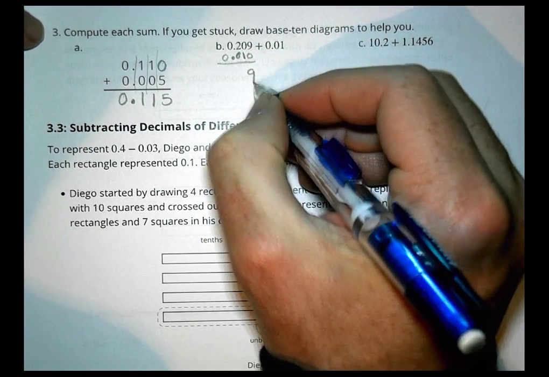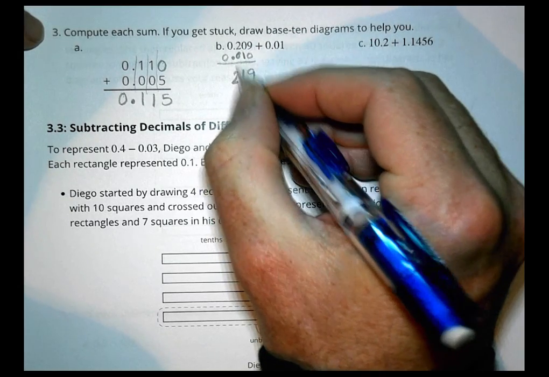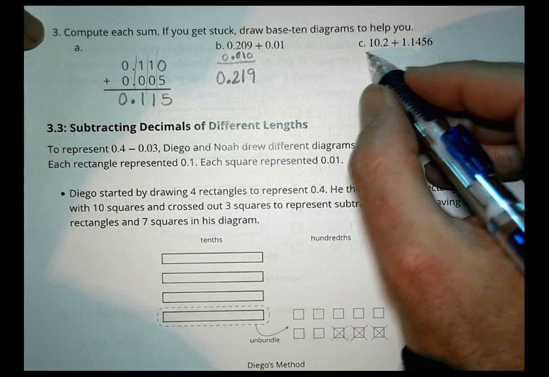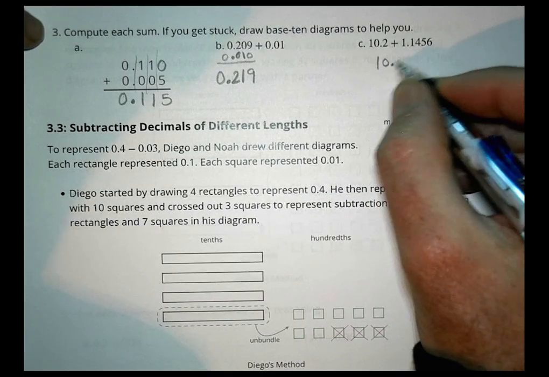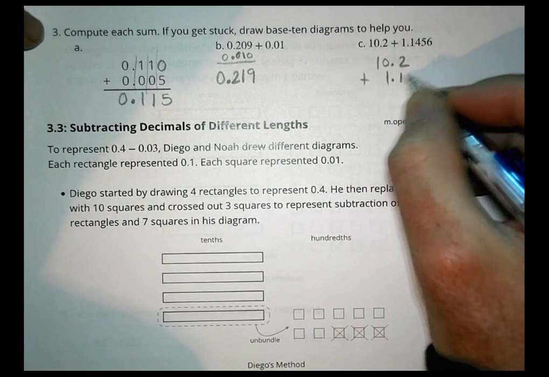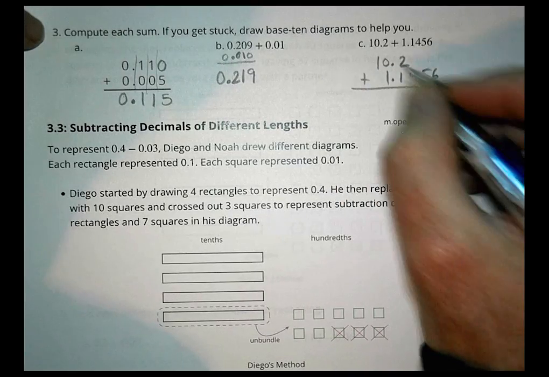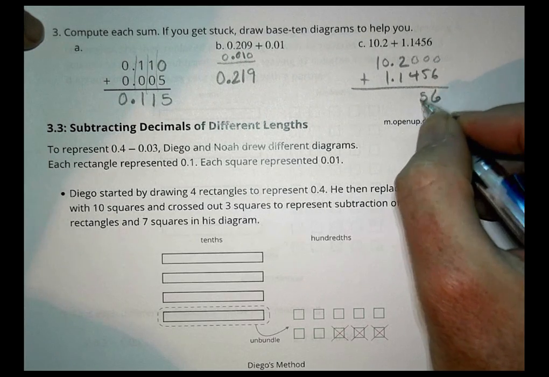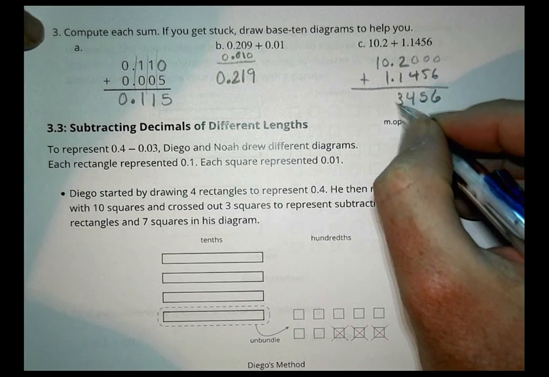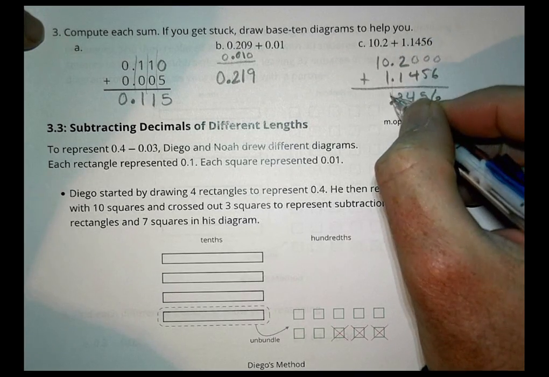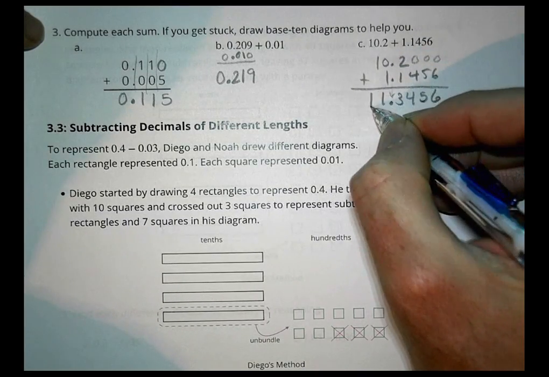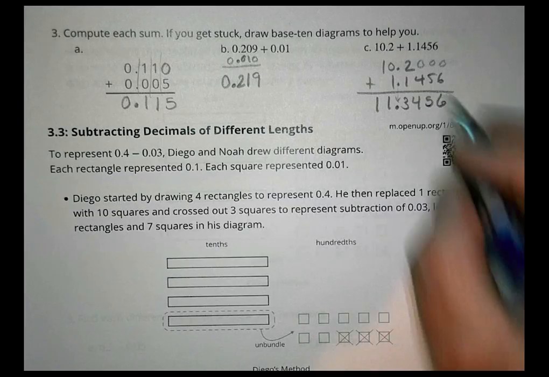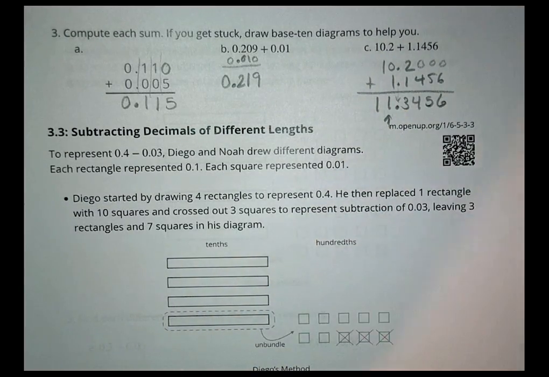9 plus 0 is 9, 0 plus 1 is 1, 2 plus 0 is 2, decimal comes right down, and 0 is right there. And then we have 10.2 plus 1.1456. Make sure I line things up. I can put some space holders there. Not a big deal. 6, 5 plus 0 is 5, 4 plus 0 is 4, 2 plus 1 is 3. There's my decimals, all nice and stacked up there. 1 plus 1 is 1, and 1 plus nothing is 1. So 11.3456. Would have been nice if that was a 12, huh? Just to have some 1, 2, 3, 4, 5, 6. But we'll leave it like that.